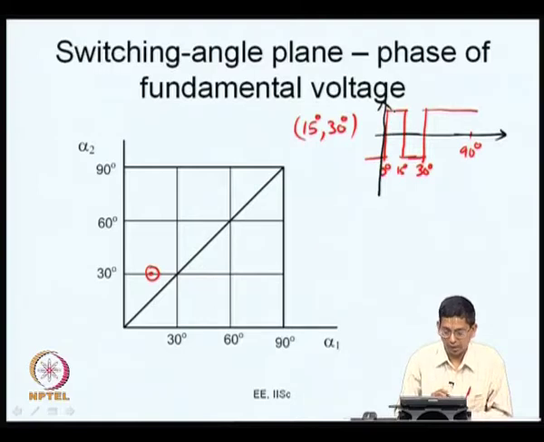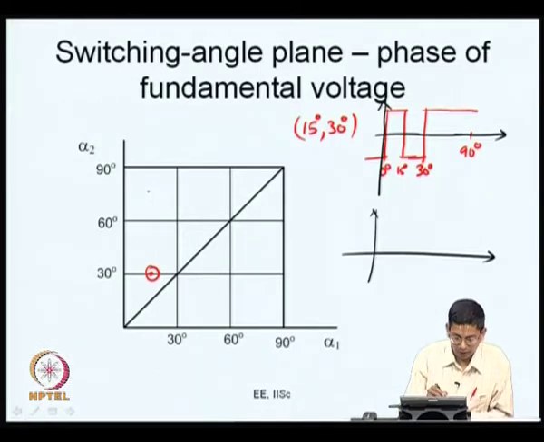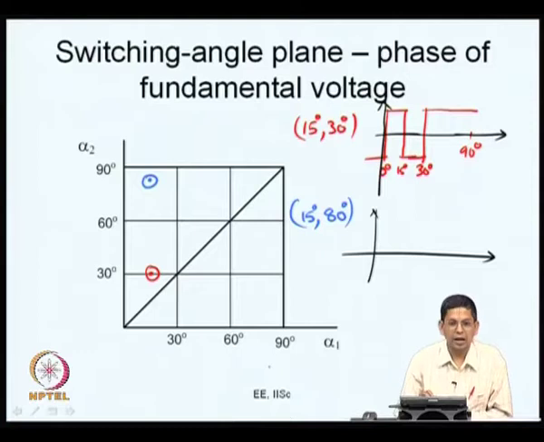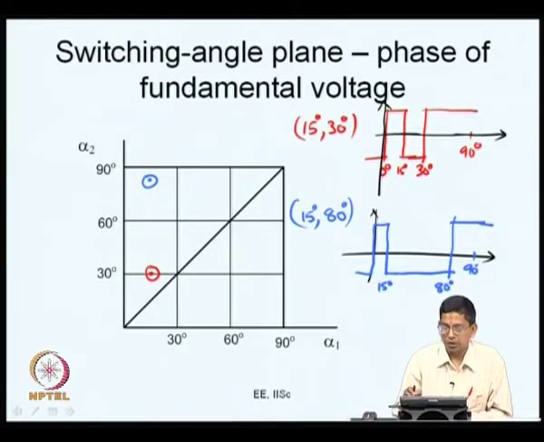So, let me consider another example. Shall I use a different color here? Okay. Let us say like this. This is something like 15 degrees comma 80 degree. Alpha 1 is 15 and alpha 2 is 80 degree. So, how will you have this waveform? It switches from low to high at 0 and high to low at 15, but it switches back only at 80 degrees here, and it is high till 90 and beyond. So, this is how this waveform looks like.